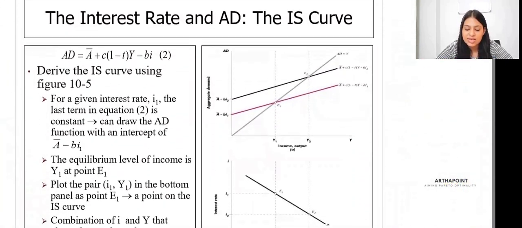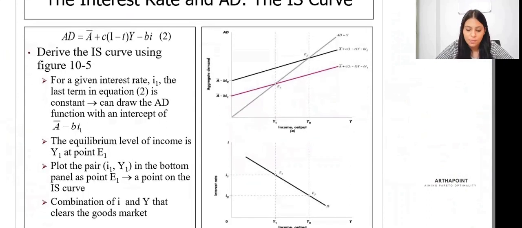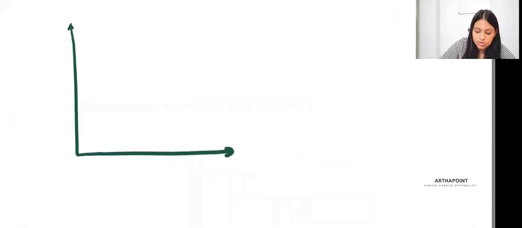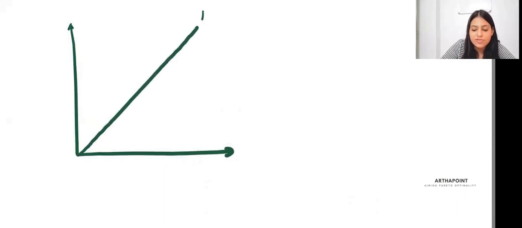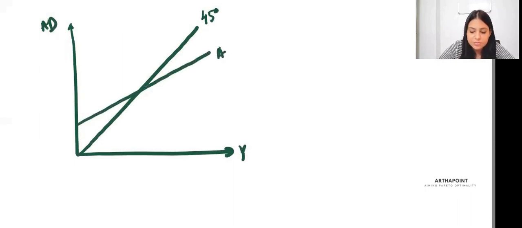Now, this can be shown diagrammatically also. And how do I show this diagrammatically? Very simple. This is my AD function. This is my 45-degree line, the Y is equal to AD line. This is my aggregate demand. The only difference is that aggregate demand is now A bar minus BI plus the rest. This is just my aggregate demand curve.